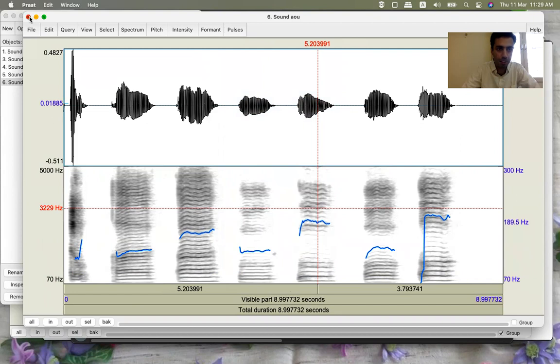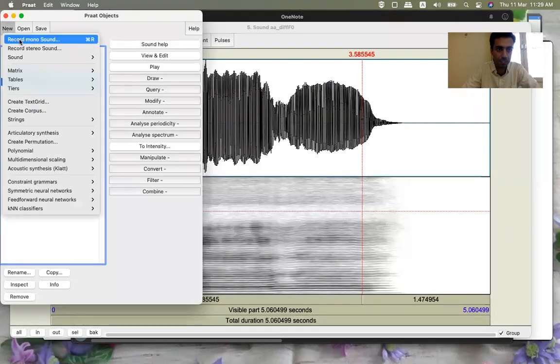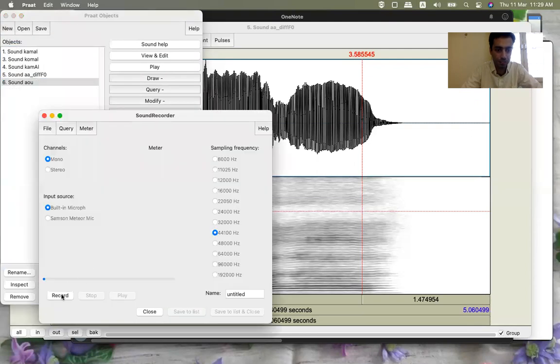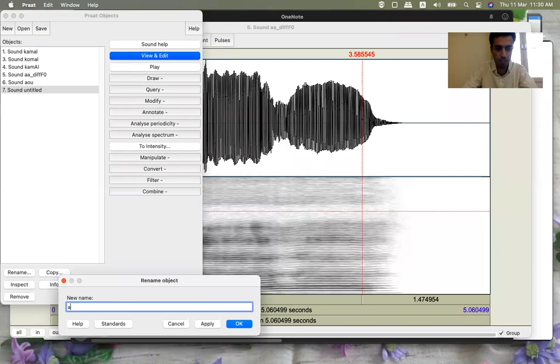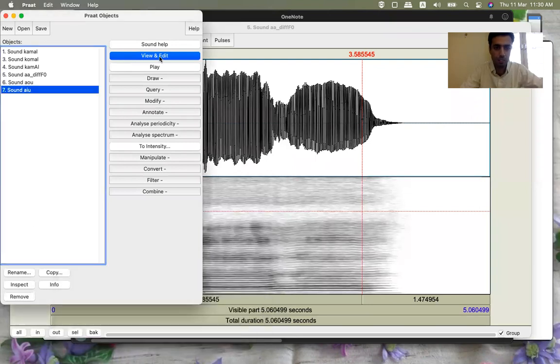Let me make another recording like this, because the E sound is more distinguishable. E, E, oo, oo. Okay, save to list and close. Let us look at this. This is renamed E, view and edit.